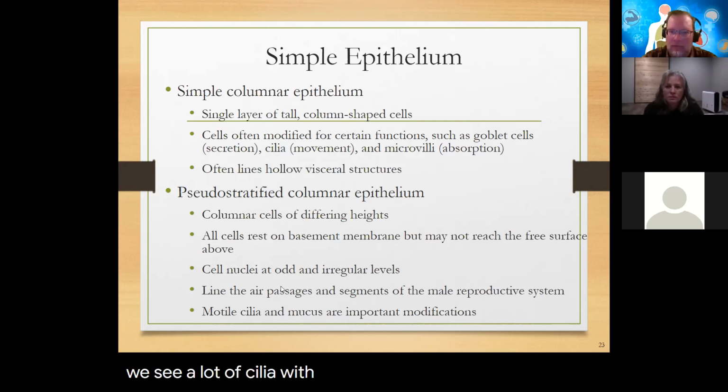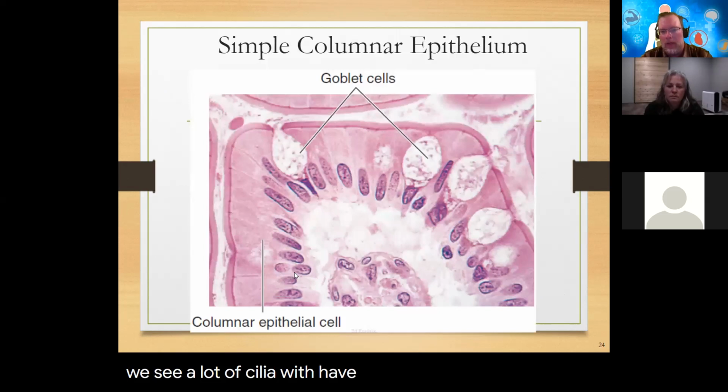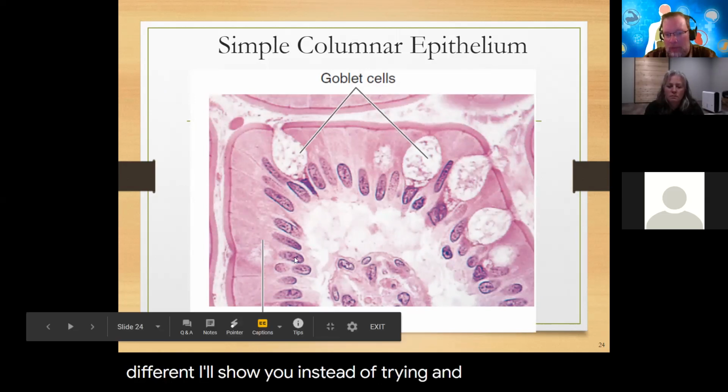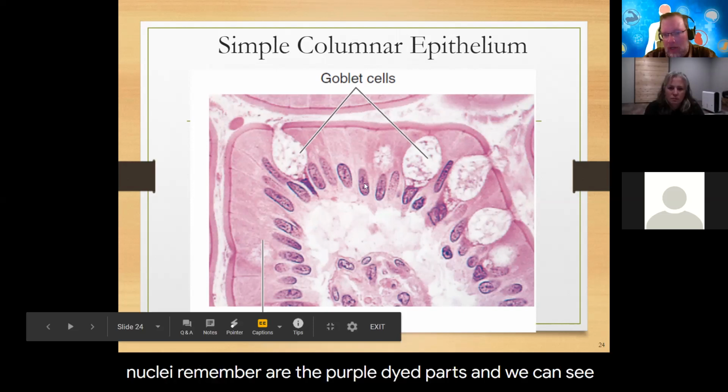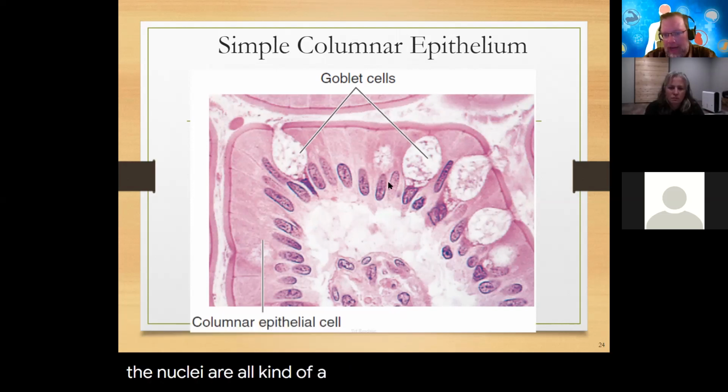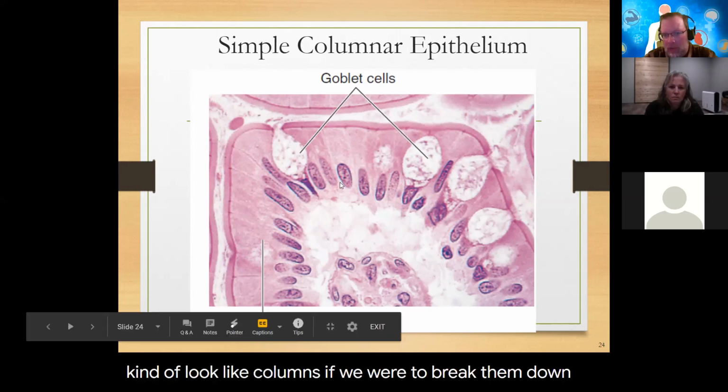Pseudostratified is going to look a little different. I'll show you instead of trying to explain it. The nuclei, remember, are the purple dyed parts, and we can see the nuclei are all arranged in a linear fashion, and then we can see the basement membrane here. So each individual cell has a nucleus, and they all look like columns if we were to break them down. So we could say this is simple columnar.